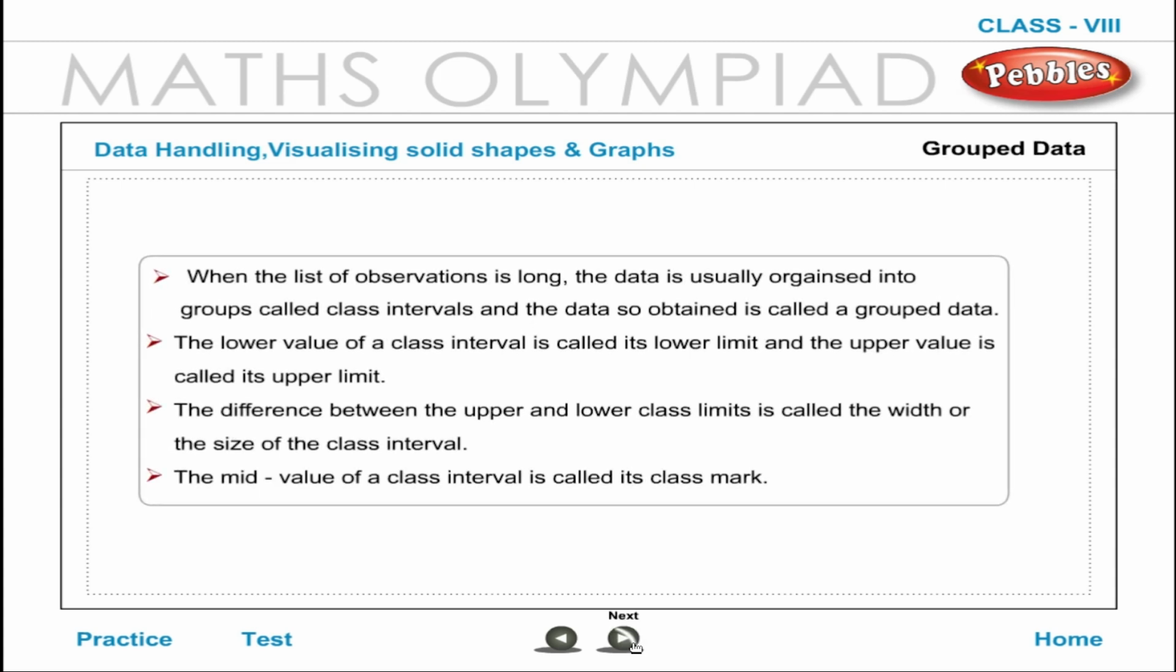Grouped data. When the list of observations is long, the data is usually organized into groups called class intervals, and the data so obtained is called a grouped data. The lower value of a class interval is called its lower limit, and the upper value is called its upper limit. The difference between the upper and the lower class limits is called the width or the size of the class interval. The mid value of a class interval is called its class mark.